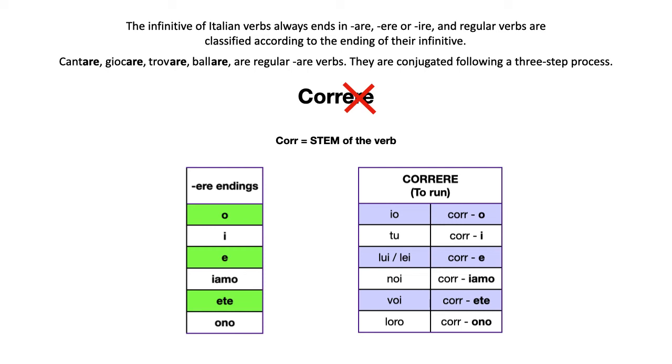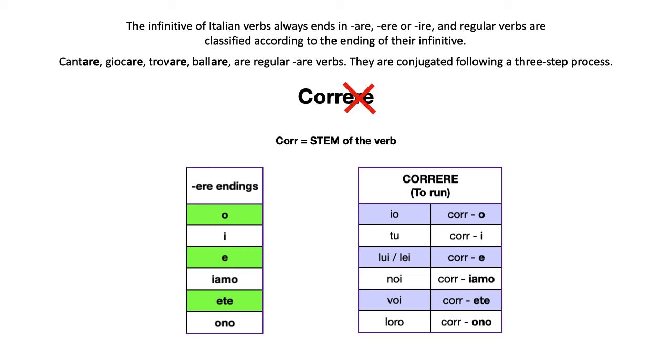right? I hope you remember, and if you do not, I entreat you to go and find the video in which I gave you a review of the conjugation of regular verbs. I hope you remember that the tables of endings, if you compare the are and the ere endings, are actually similar. There are only 3 changes, right? The lui, lei ending changes from an a in are verbs to an e in ere verbs. The voi ending, the second to last, changes from an ate to an ete. And the loro ending, the last one, changes from an ano to an ono, right?